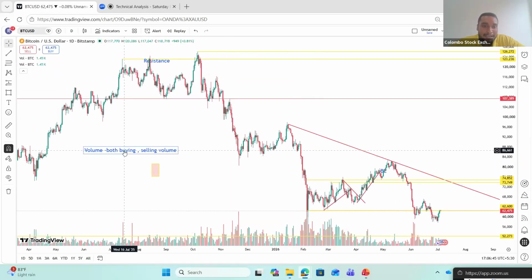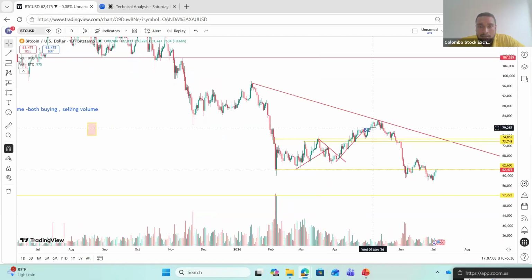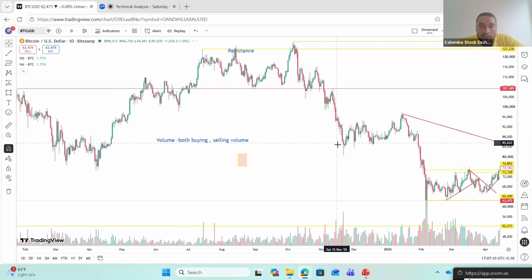So volume basically means both buying and selling volume, no? But if the candle moves up, that means buying volume is higher than selling volume. If the candle is going down, selling volume is higher than buying volume, right? But what happens if the buying volume and selling volume are the same? That's when we see a doji, right? That's an indecision. But in dojis also you can see high volume.